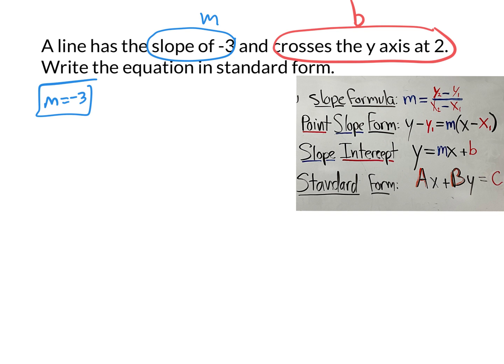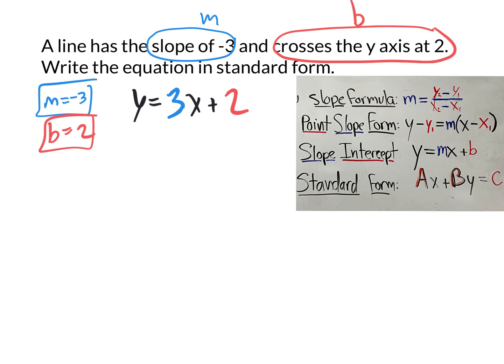I mean, you could say that that's a point, the location 0, 2, and you could use the point and the slope to write it in point slope form. But if it gives you a y-intercept, that's the b value, which means you could actually skip this one and just plug in the m and the b, and you'll have your slope-intercept form equation. So because the m is negative 3 and the b is 2, we could write our equation in y equals mx plus b form.